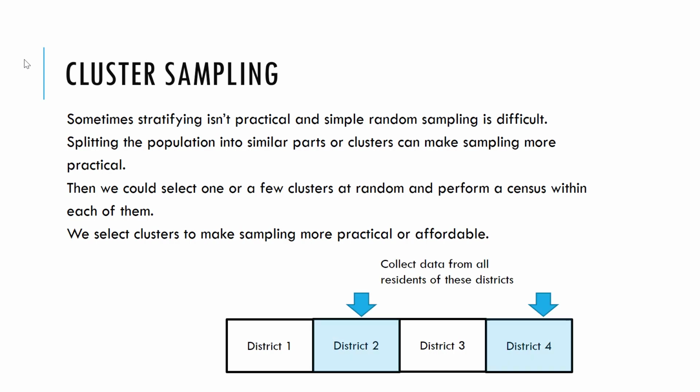In this example of a mayor wanting to survey his constituents, he would still divide his constituents into different districts. However, instead of collecting random samples from each district, he would select a few districts and collect data from all residents in these districts.